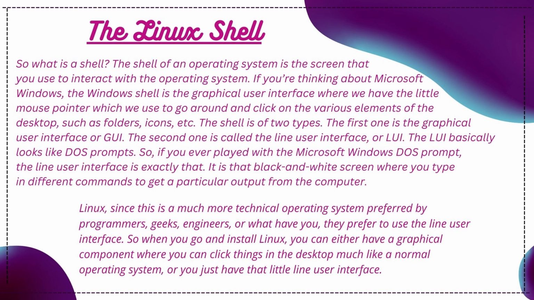The shell is of two types. The first one is the graphical user interface, or GUI. The second one is called the line user interface, or LUI. The LUI basically looks like DOS prompts. If you ever played with the Microsoft Windows DOS prompt, the line user interface is exactly that. It is that black and white screen where you type in different commands to get a particular output from the computer.